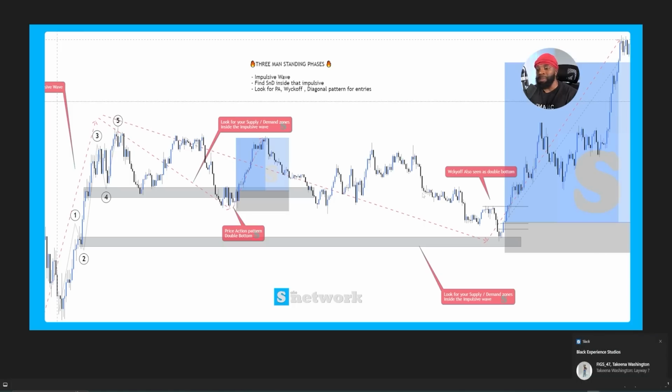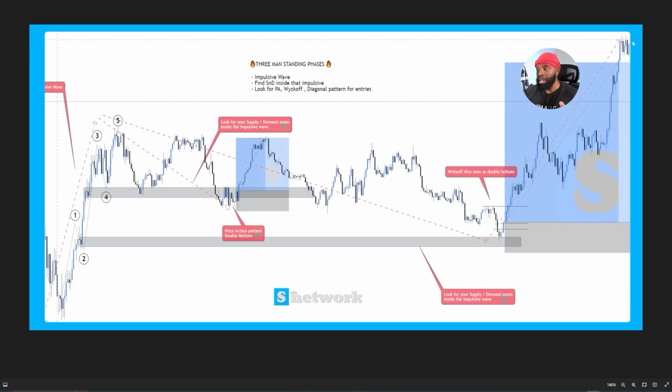And then that being said, after we establish the correction has been completed, again, we wait on either a PA pattern, a price action pattern like a double bottom, or a Wyckoff theory move, like an accumulation or redistribution, what we like to call a spring, which is the last move before it actually goes up, or a diagonal pattern, which is called that in Elliott wave theory. That's what we look for.